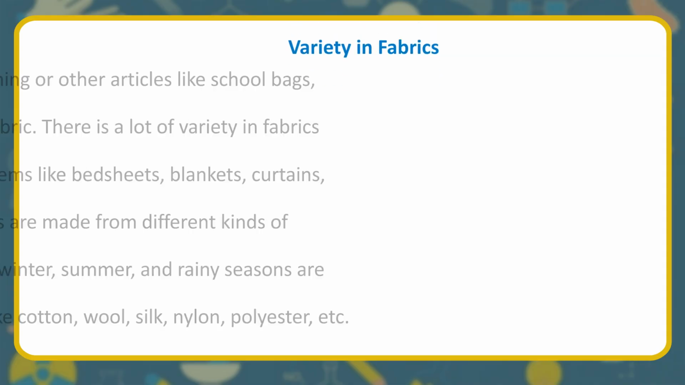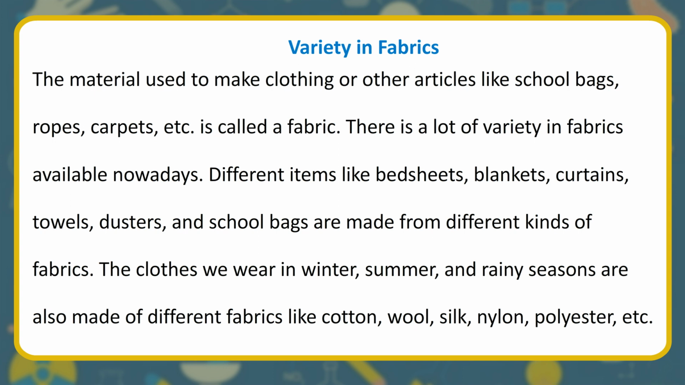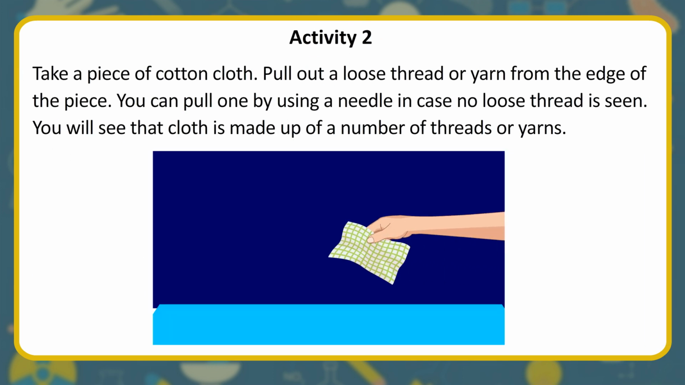Variety in fabrics. The material used to make clothing or other articles like school bags, ropes, carpets, etc., is called a fabric. There is a lot of variety in fabrics available nowadays. Different items like bed sheets, blankets, curtains, towels, dusters, and school bags are made from different kinds of fabrics. The clothes we wear in winter, summer, and rainy seasons are also made of different fabrics like cotton, wool, silk, nylon, polyester, etc.